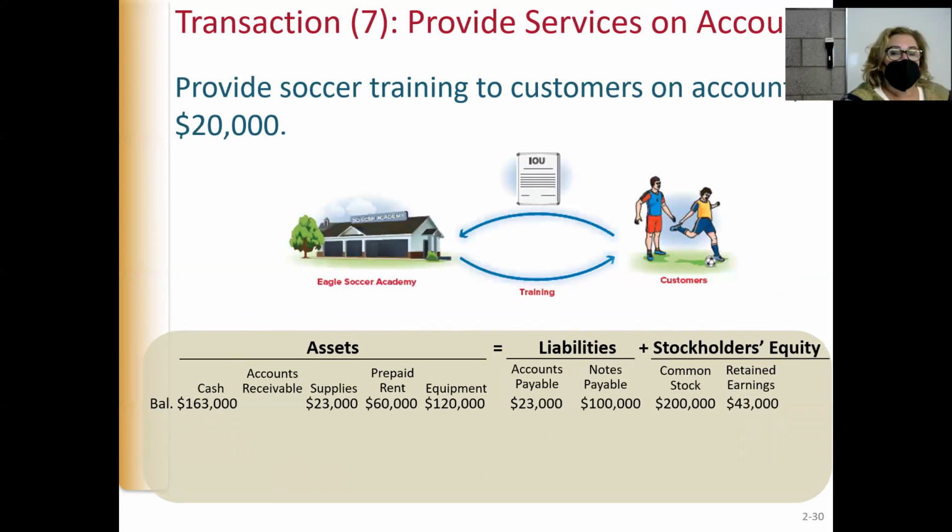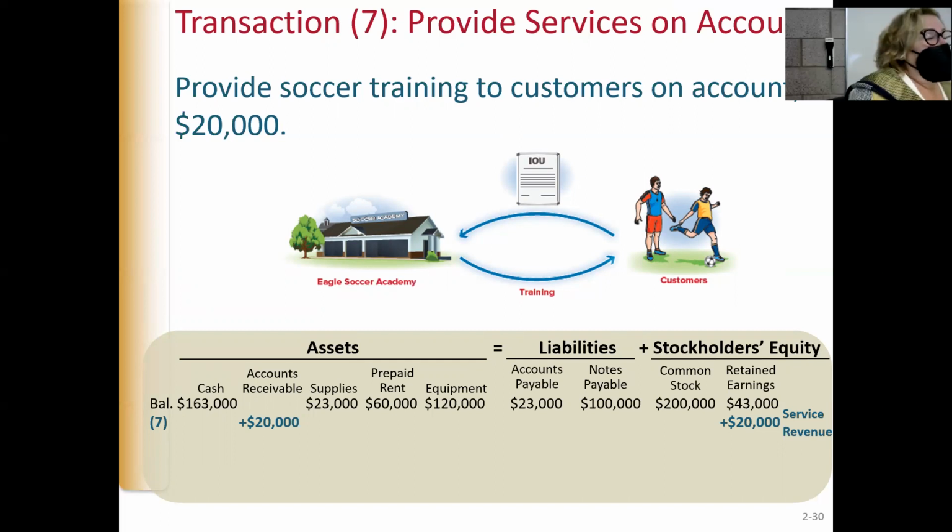When we provide soccer training to customers on account for $20,000, this is a little different. We did the service, but they haven't paid us yet. Now, this isn't where we owe someone money, they owe us money. So in this case, here's a new account you're going to learn called accounts receivable. Accounts receivable is when someone owes the company money.